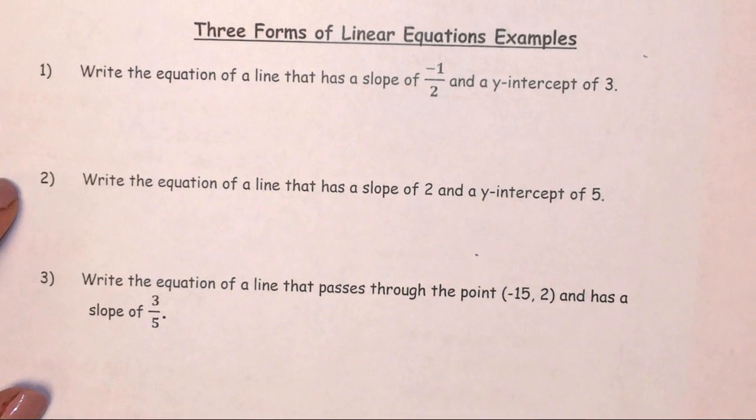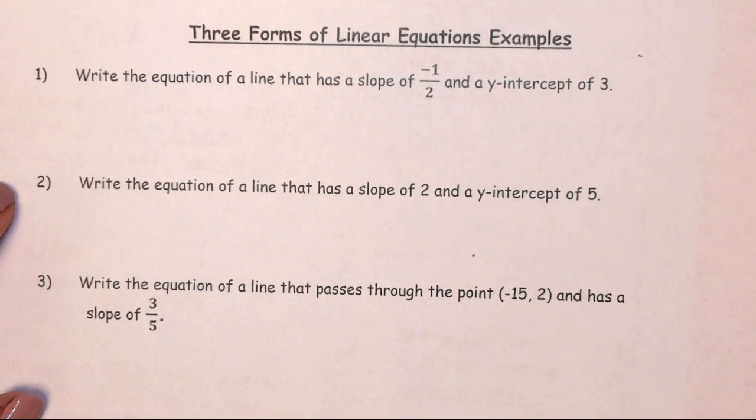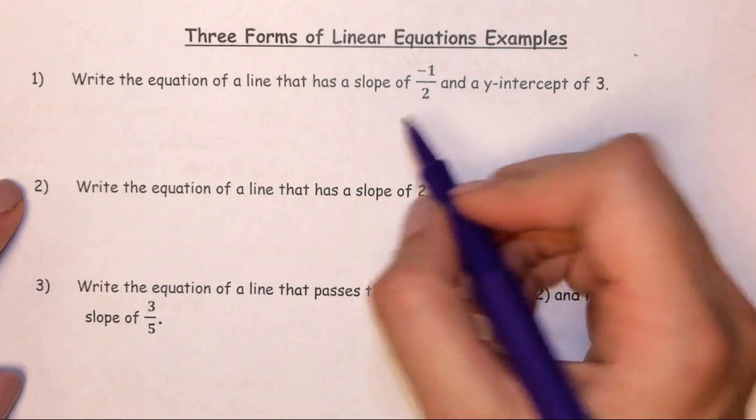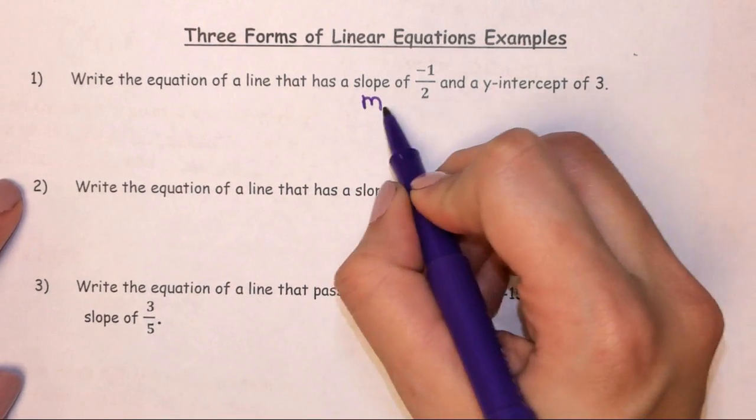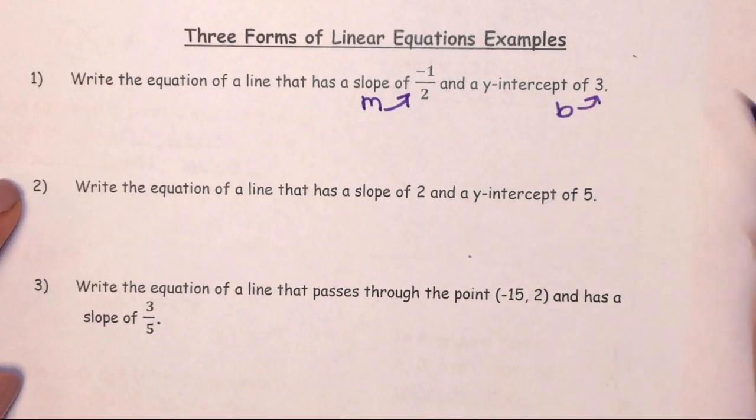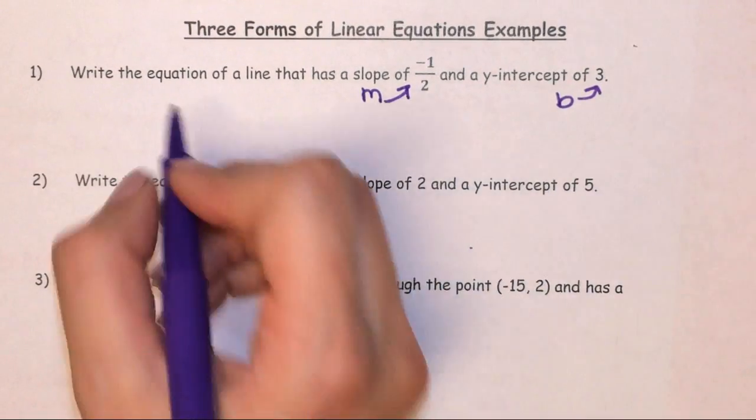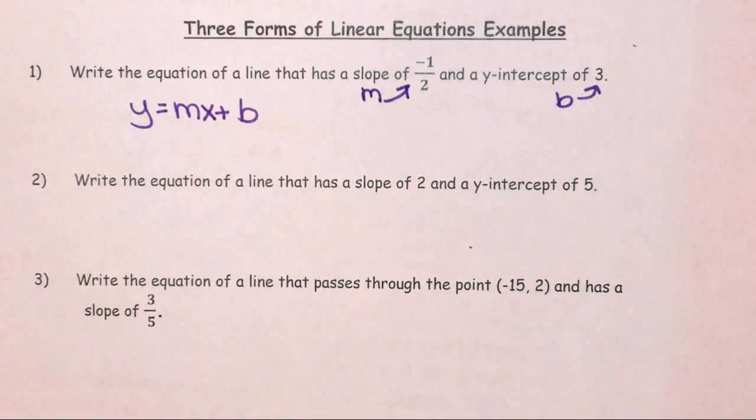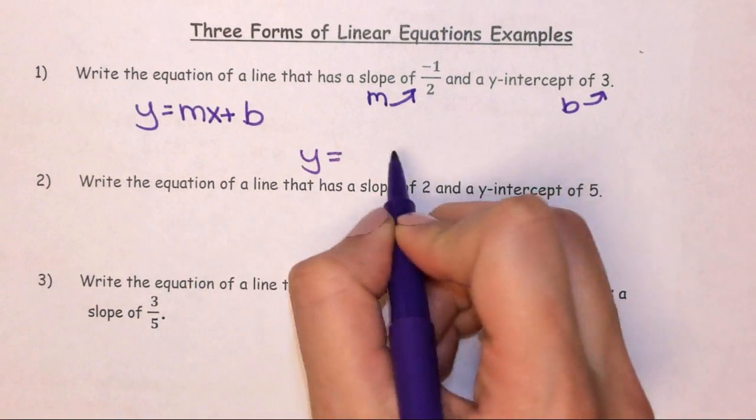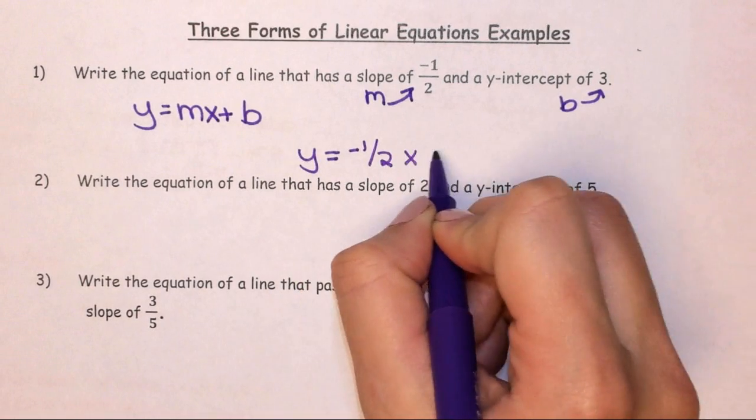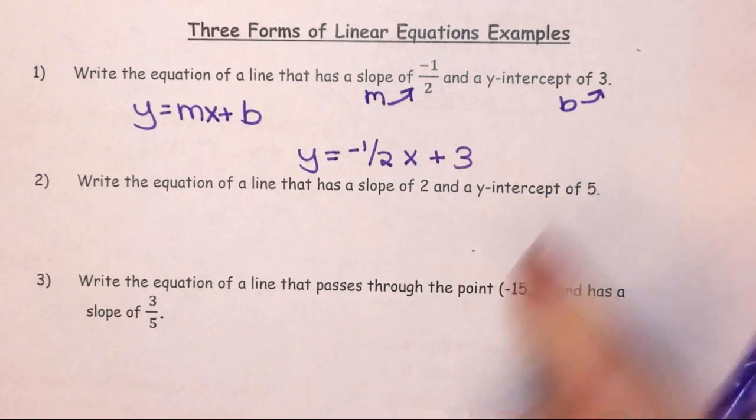First problem, write the equation of a line that has a slope of -1/2 and a y-intercept of 3. Slope is our m, the y-intercept is our b. We plug it into our form, y equals mx plus b. So we take y equals, our m is -1/2, x, and our b is 3.